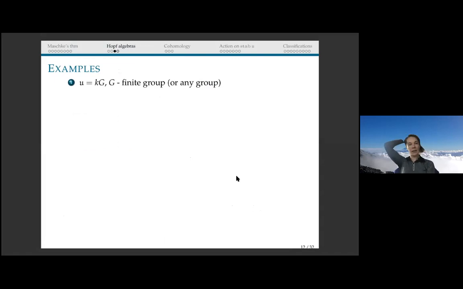Okay, examples of Hopf algebras. I'm not going to give a comprehensive list, of course. Hopf algebras are ubiquitous and show up all over the place. I'll just mention the ones about which I can say something and which are relevant to the theory I'm trying to describe. So of course, for a finite group, or actually any group, the group algebra is a Hopf algebra, and the corresponding category is symmetric.